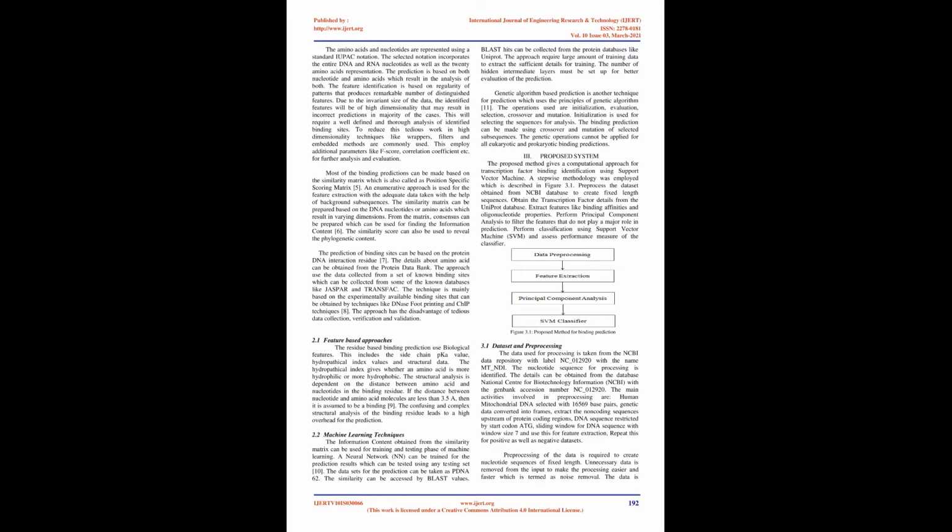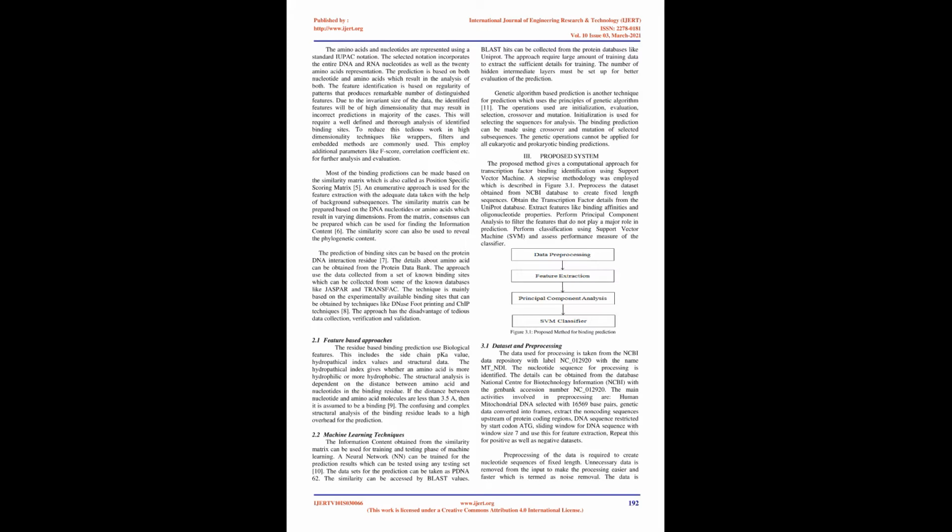Most of the binding predictions can be made based on the similarity matrix, which is also called the position-specific scoring matrix [5]. An enumerative approach is used for the feature extraction with the adequate data taken with the help of background subsequences. The similarity matrix can be prepared based on the DNA nucleotides or amino acids, which result in varying dimensions. From the matrix, consensus can be prepared, which can be used for finding the information content [6]. The similarity score can also be used to reveal the phylogenetic content.